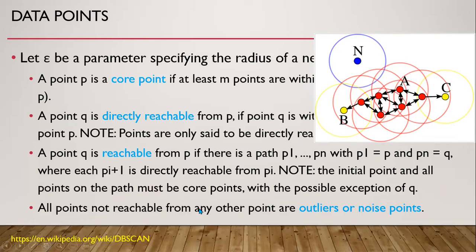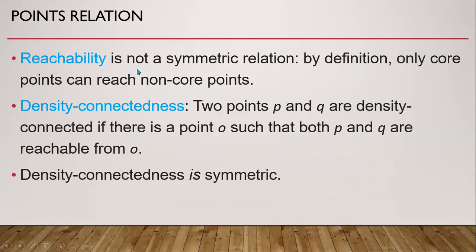All points not reachable from any other point are outliers or noise points. So this point, the blue colored point, is not reachable from any other point. So this is the noise point or outlier point. Reachability is not a symmetric relation. By definition, only core points can reach non-core points.